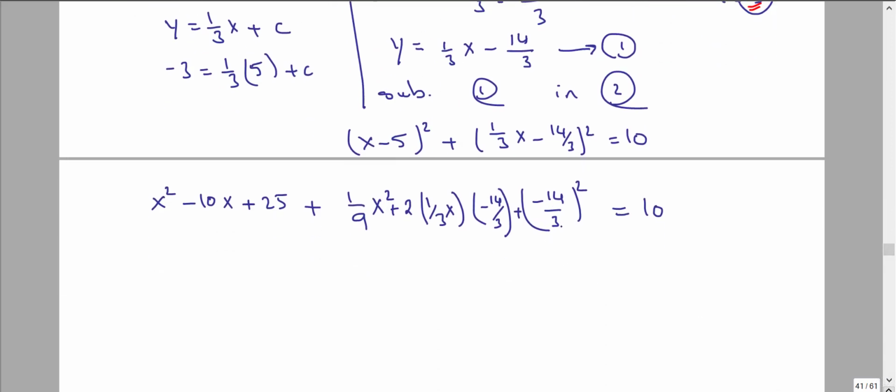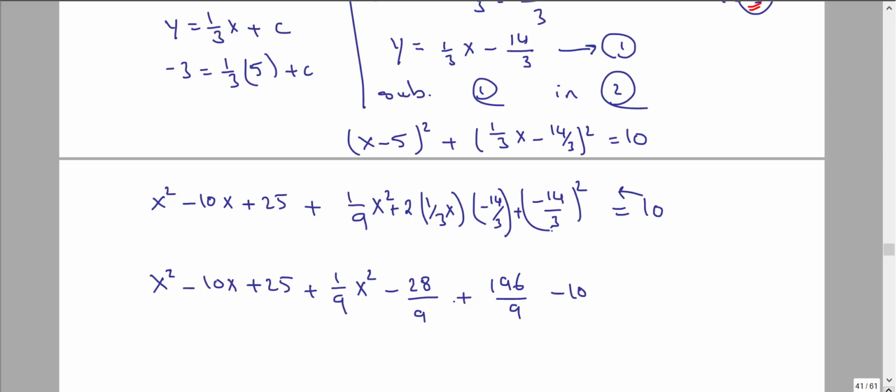Can you tell me what's negative 14 over 3 to the power 2? Negative 14 over 3 or just 14 over 3? It makes no difference because the power 2 will cancel the negative. So it's 196 over 9, or 21.78. Okay, very good. Move the 10 to the other side.